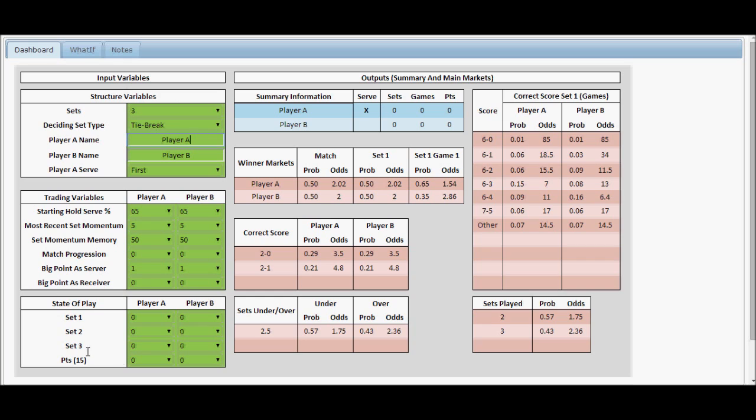So you have all the input decisions on the left hand side here, the green cells. The main market prices are here on the right hand side with the summary information of how the match is going. I'll just have a quick look at the other two tabs.